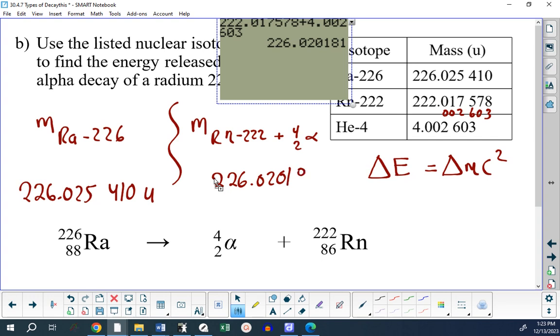226.020181 atomic mass units, which is a little bit smaller than the mass we started off with. Do not try to connect this with binding energy and mass defect just yet. Okay? That's for another day. That's for next week, maybe. The bottom line is we have a change in mass that's negative.